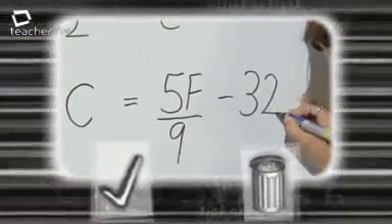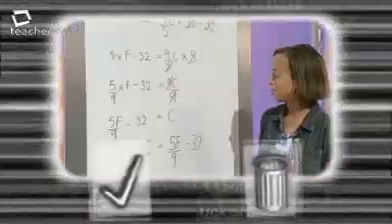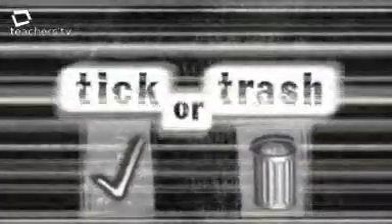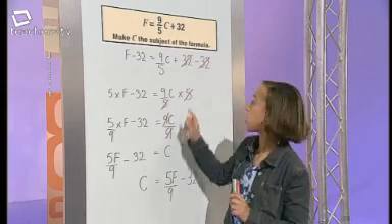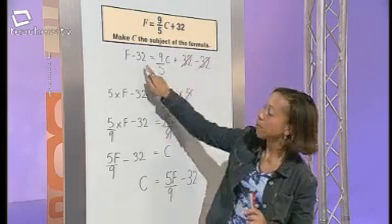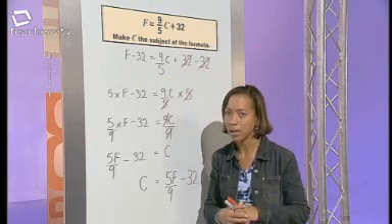So whose working should you tick and who should you trash? Did Jamie make the mistake? Or did Katie? It was me that made the mistake. I was right to start by subtracting 32 from both sides. And I was right to multiply by 5 and divide by 9.